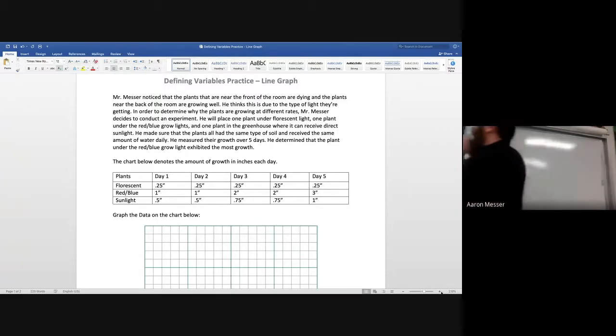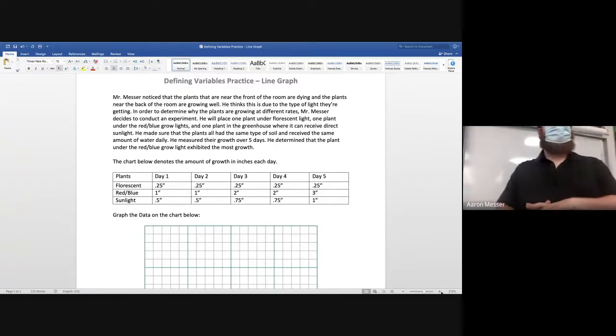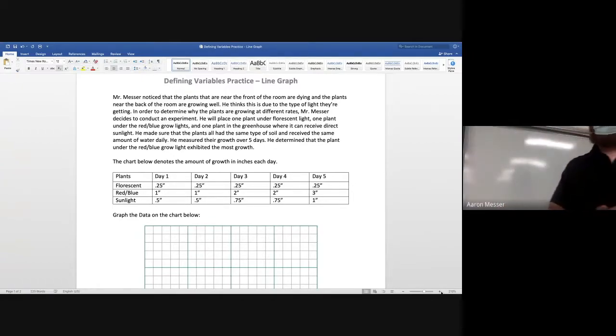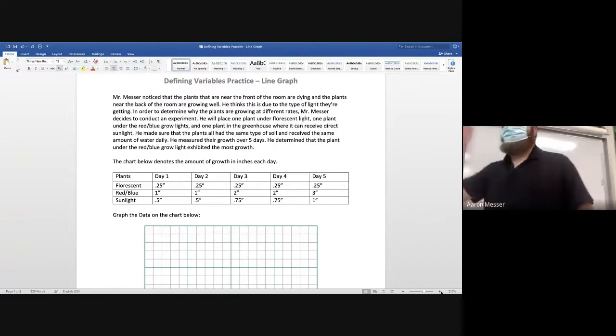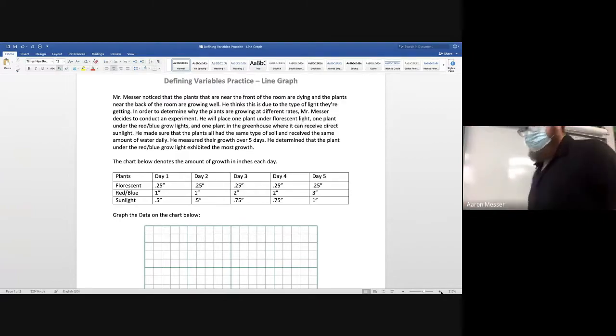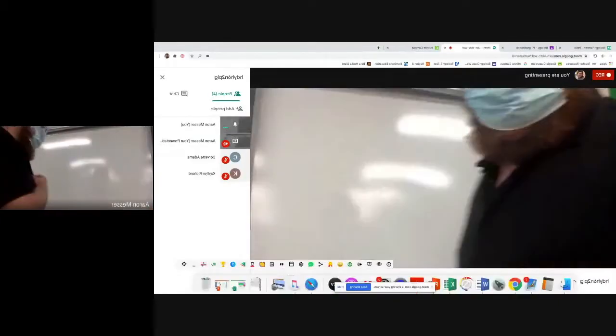So what do we got to do so that we can easily interpret the data? What? Graph it. Absolutely. What type of graph might we use for this? We'll get to that. Let's do this first.